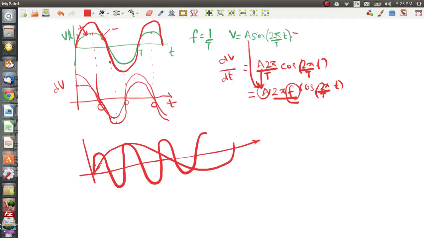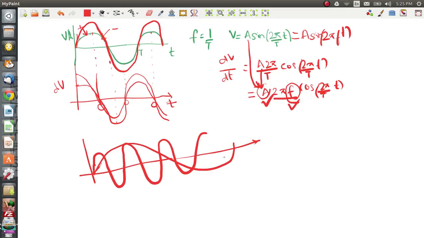This is also equal to A into sine of 2 pi f t. These are the two important things: the derivative of a sinusoid is proportional to the amplitude and it is proportional to the frequency that the signal is being fed at.